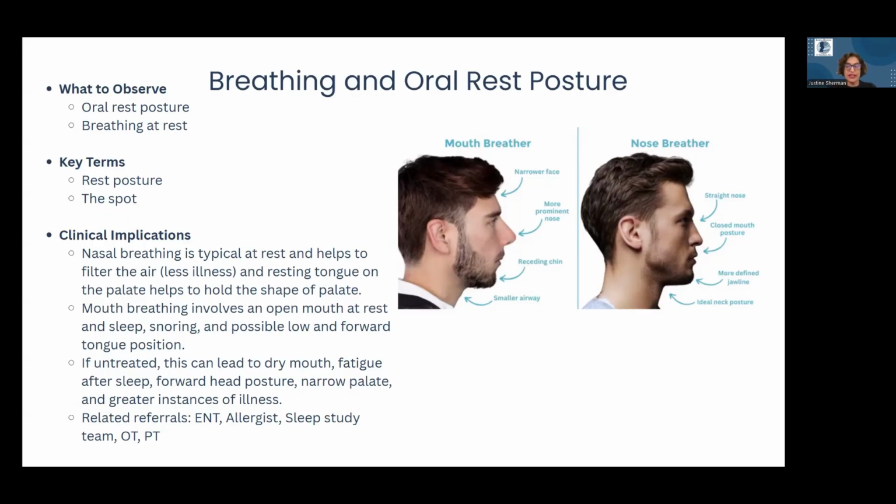So referrals for this: we are going to look at possibly an ENT for obstruction or tonsillar concerns, allergists for chronic congestion, sleep medicine if they have possible sleep apnea or snoring, or OT and PT when postural support impacts the rest posture.